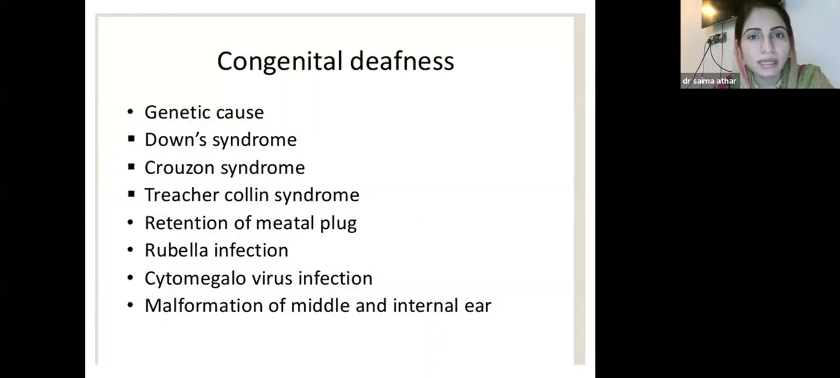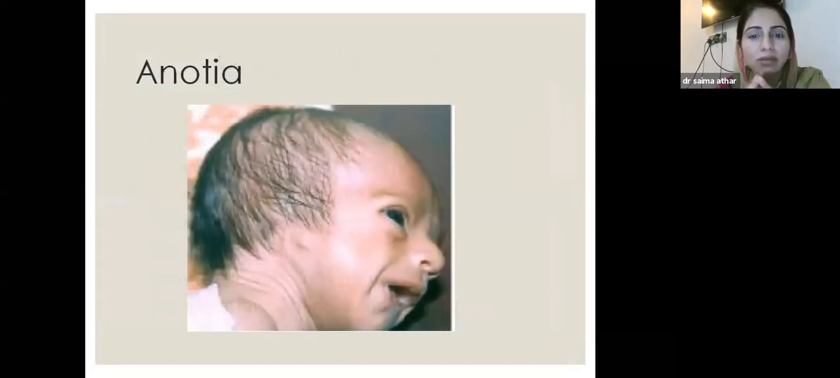So for the congenital deafness, there are many causes, genetic causes, or most of the time it is syndromic. एक movie भी आई थी Treacher Collins syndrome पे, Wonder, in which there is a boy with lots of abnormalities, facial abnormalities. That was Treacher Collins syndrome, in which there is small ear and then rest of the abnormalities. So congenital deafness can occur. Apart from that, there are other abnormalities.